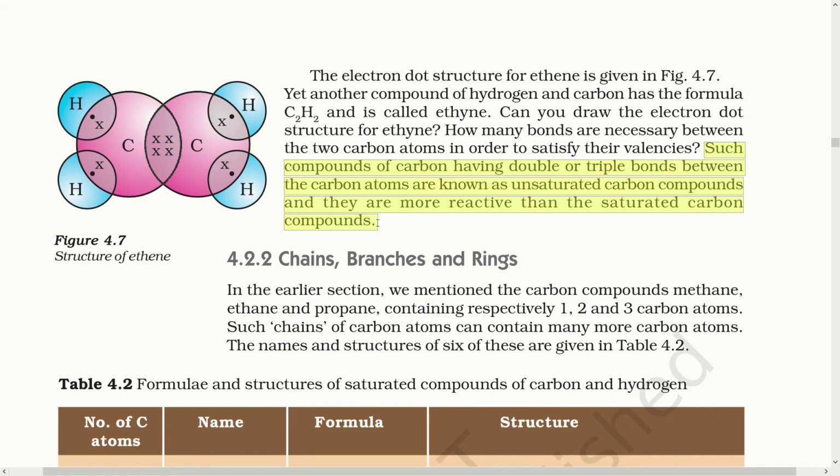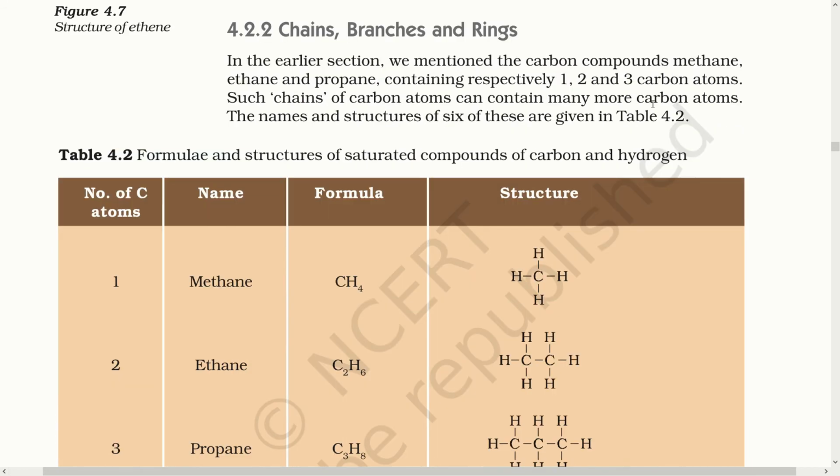That means if carbon forms a single bond with another carbon atom, it is called a saturated compound, while if it forms a double bond or triple bond, you can say it is an unsaturated carbon compound. Unsaturated carbon compounds are more reactive and less stable, while the saturated carbon compounds are less reactive and more stable. The other formations of carbon compounds may be chains, branches and rings. Let's read this in the section.